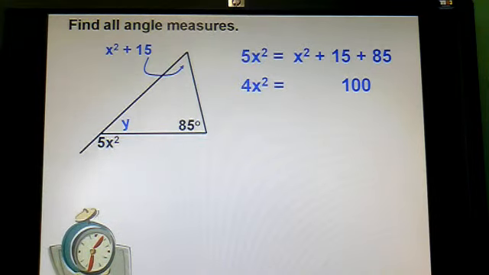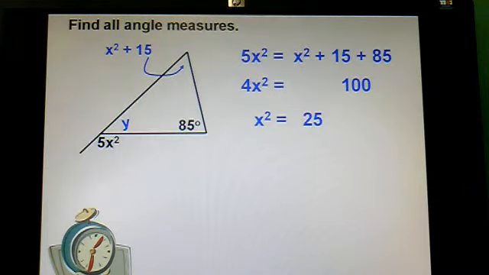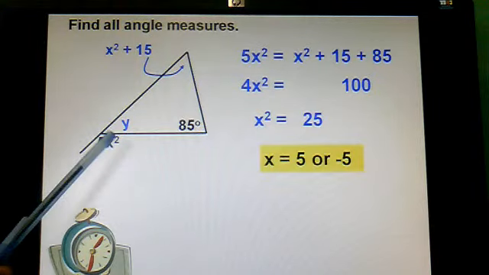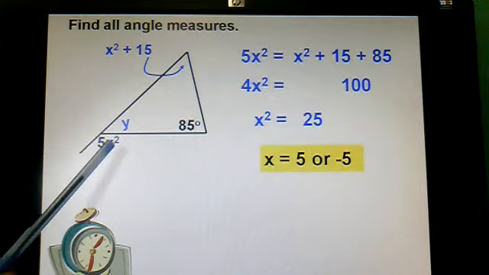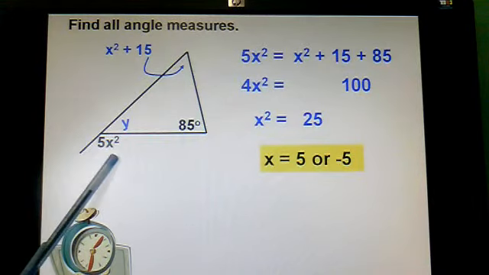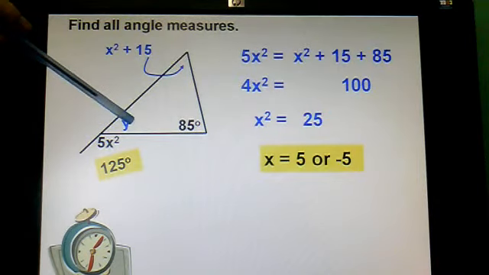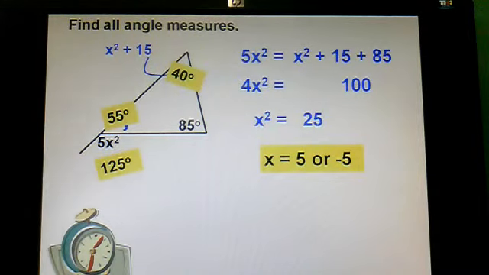You could do this by factoring. I would just suggest you divide both sides by 4. X squared equals 25. And there are 2 valid answers here for x. X could be 5. Negative 5 is also possible. Even when you plug it in here, both of these locations, if you plug it in, it turns positive. So you plug the 5 in. 5 times 5 times 5. It's 125 for that angle. And of course, if this is 125, you can subtract to get that one. You could plug the 5 in over here. 5 squared is 25. 25 plus 15 gives you that angle. And you should get 40, and I think this ends up being 55.